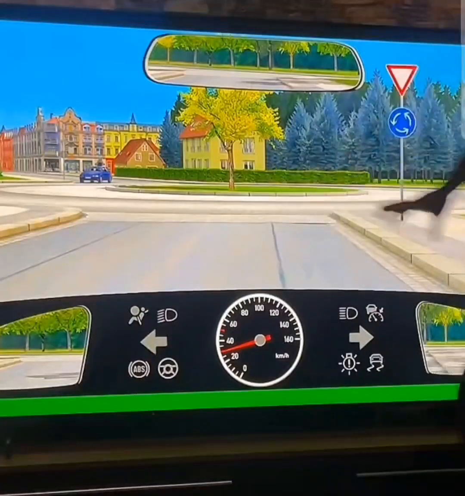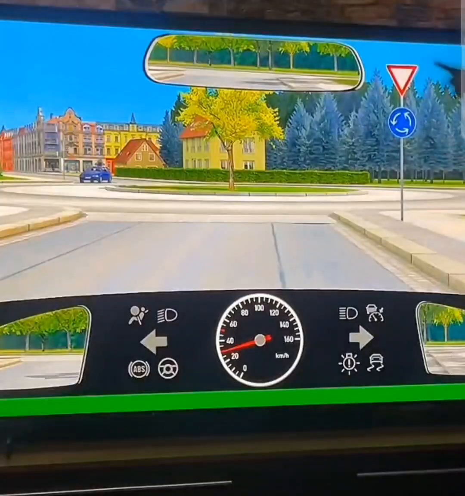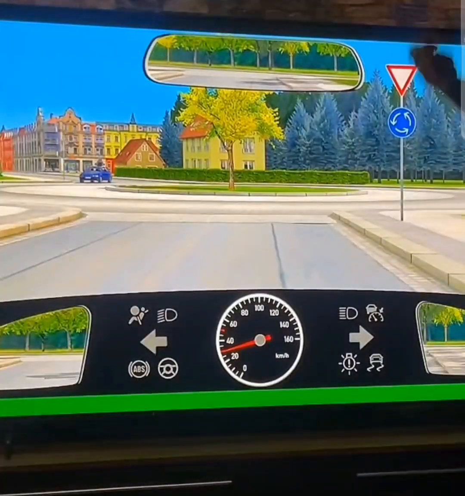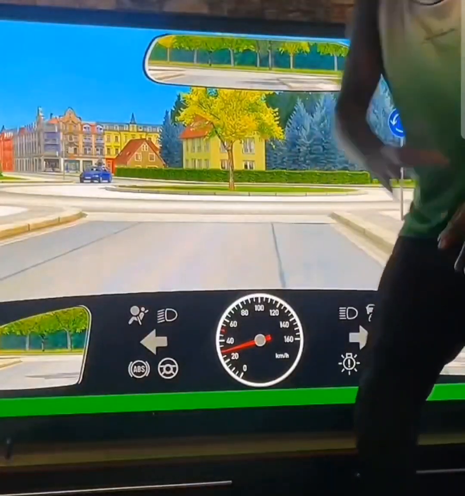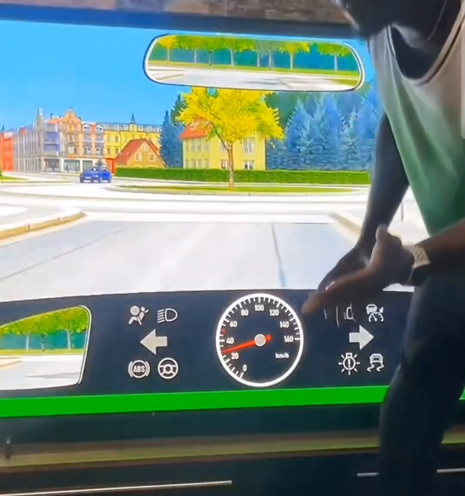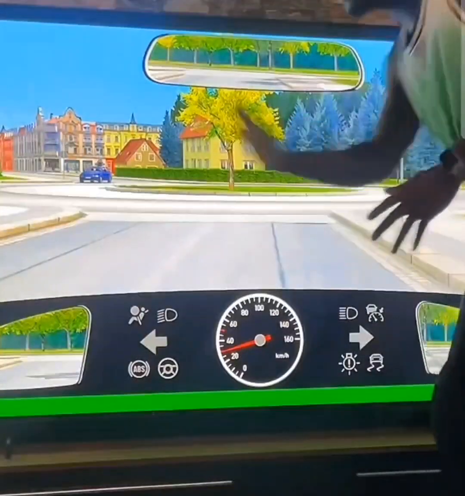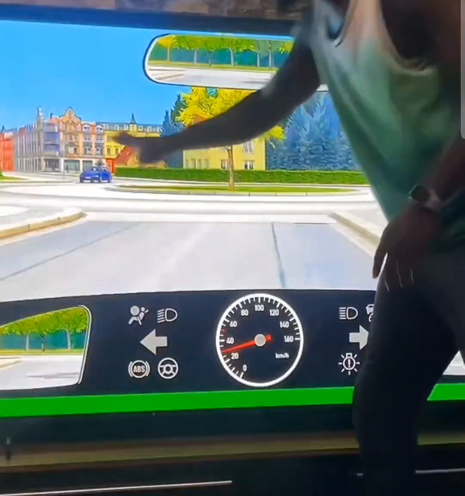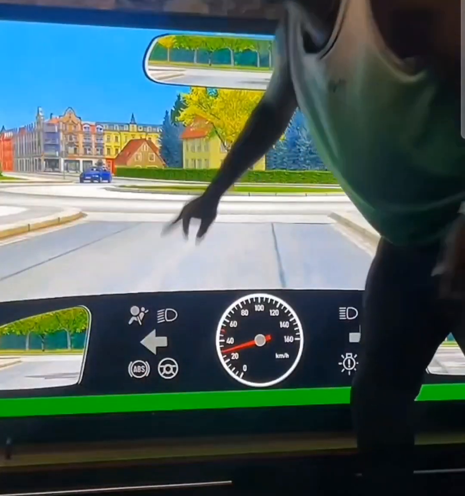So anytime you come across this sign in a roundabout, you are supposed to stop. Look around. Is the road clear? Is it not clear? If it is clear, you enter. But if it is not clear, like we have a car here, you must stop and give way to anybody who is here.